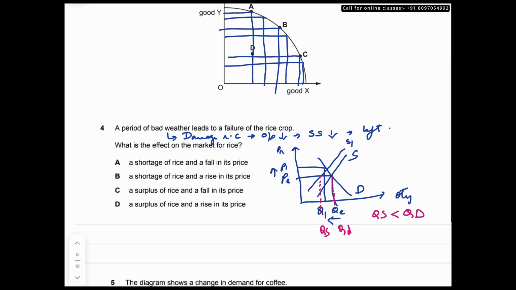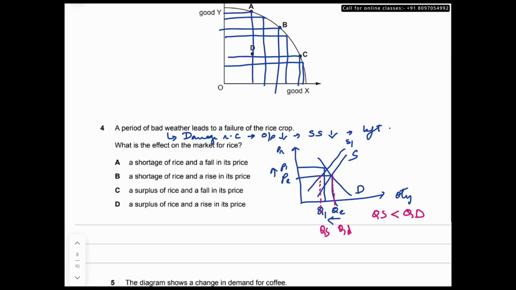Likewise, option C, it says a surplus and a fall in price. Now we can never have a surplus if the supply curve is shifting to the left, correct? Because the crop has been damaged, there's a failure, correct? So supply curve would never shift to the right. The moment supply curve shifts to the right, that's when you would see we would have a reduction in price and a surplus. But since the supply curve did not shift to the right, that means option C is also invalid.